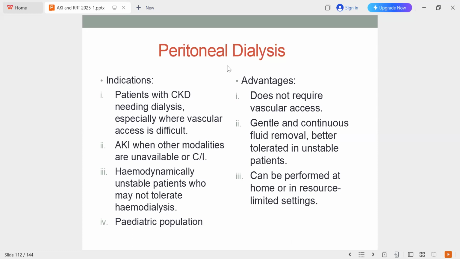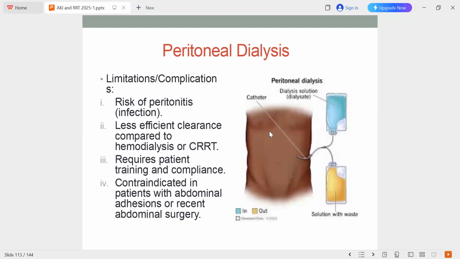The advantages of PD are that it does not require vascular access, is gentler, and has continuous fluid removal, and is better tolerated in unstable patients. It can be performed at home or in low-resource or resource-limited settings. All right, so this is it. The dialysate is instilled into the patient's peritoneum, and the solution with waste product is removed and replaced with fresh fluid.